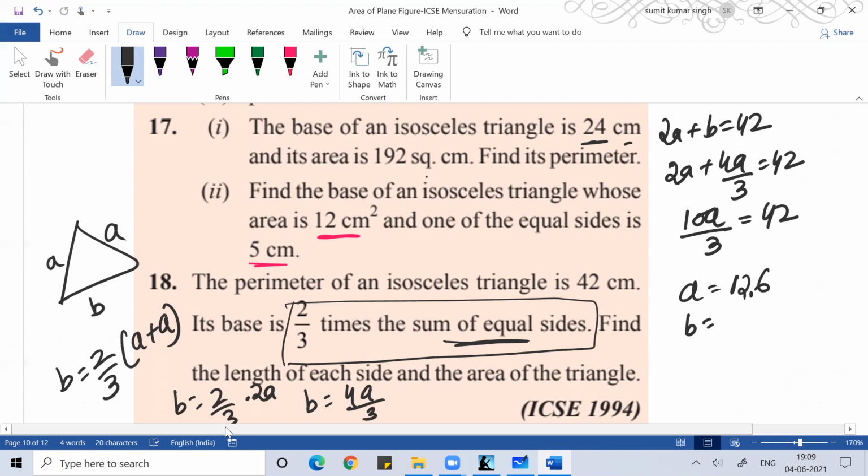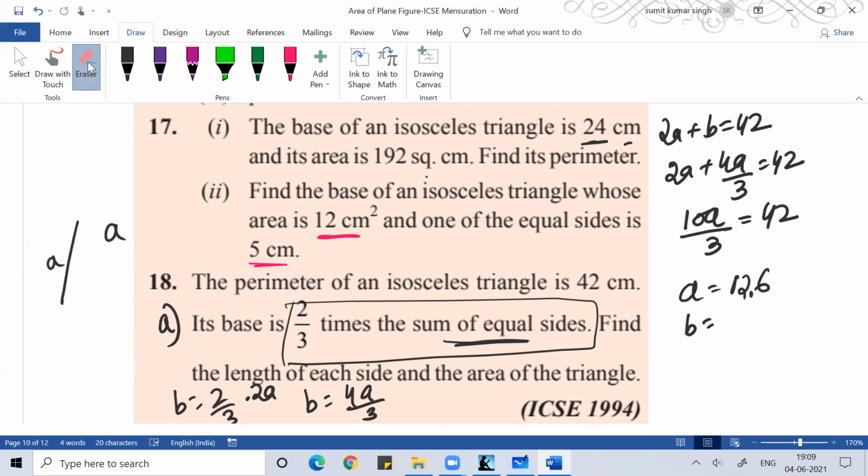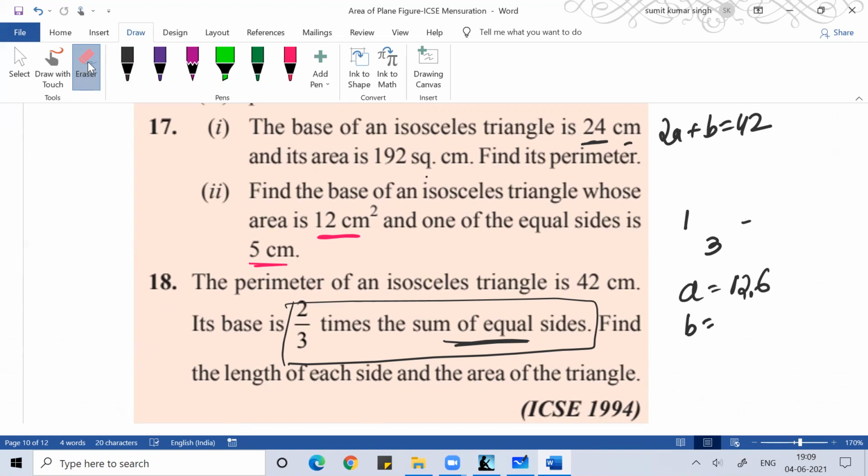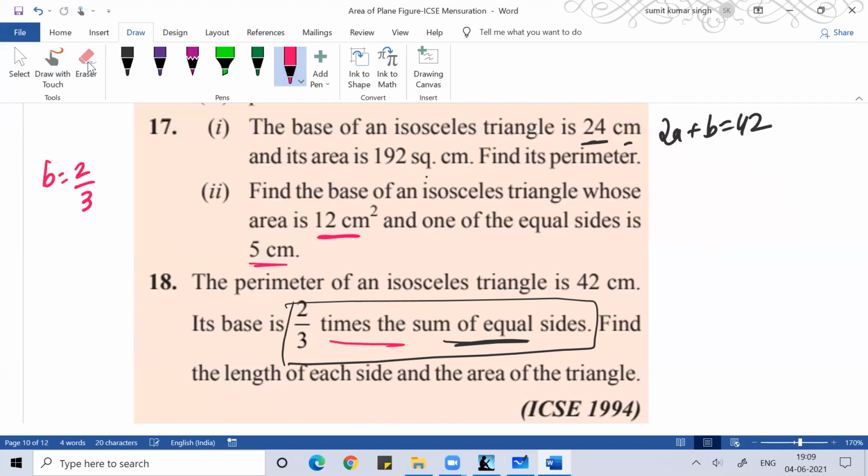Yes, 12 is correct. Yeah, this is correct. Did you understand this? It is given, this part you understood. Yes, sir. Then what is given is that the base is b, and the base is 2 by 3 times the sum of equal sides. So equal sides are assumed as a and the base is b. So the base is equal to 2 by 3 of the sum of equal sides, 2a, equal to 4a by 3.